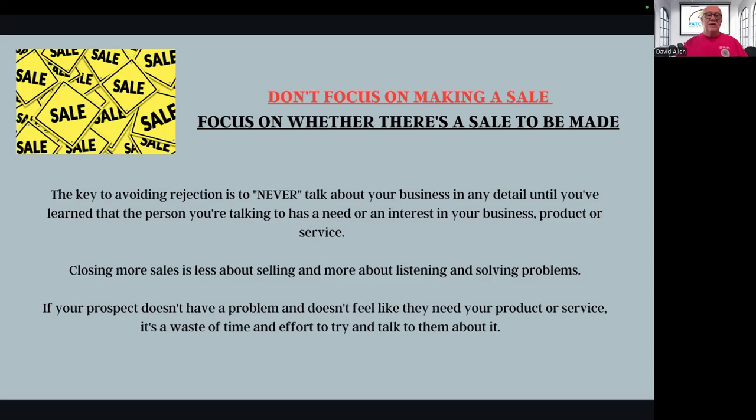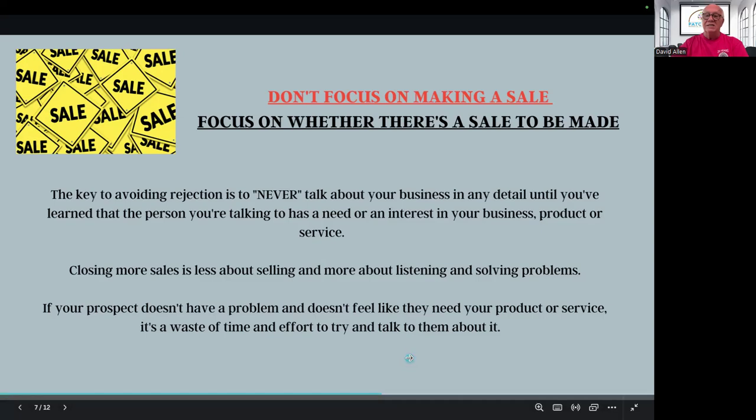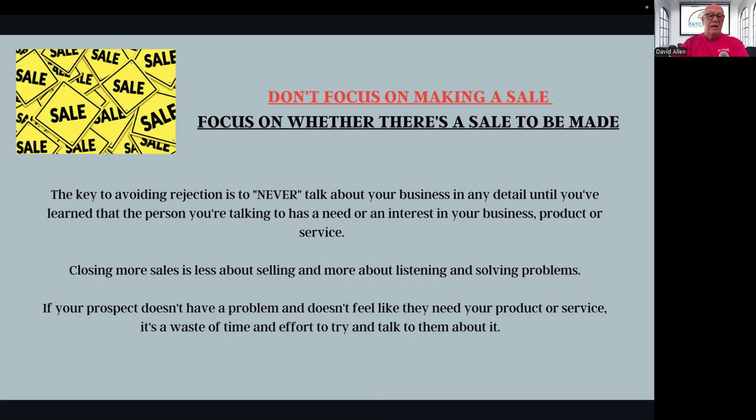So closing more sales is less about selling and more about listening and solving problems. If your prospect doesn't have a problem and doesn't feel like they need your product or service, it's a waste of time and effort to try to talk to them about it. So catch that last line. If your prospect doesn't have a problem or doesn't feel like they need your product or service, it's a waste of time and effort to try and talk to them. That's why you want to build a relationship.